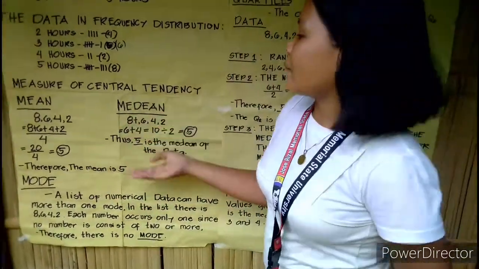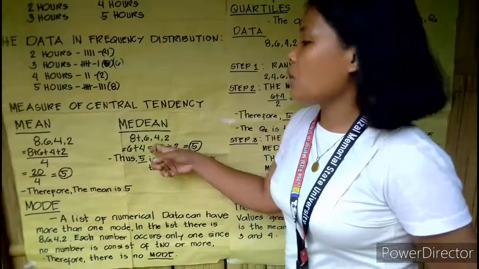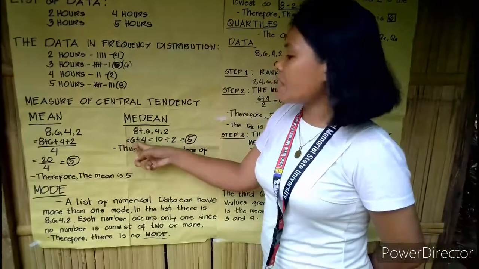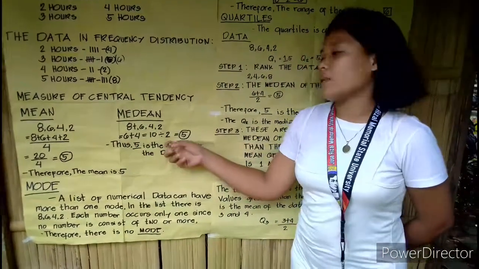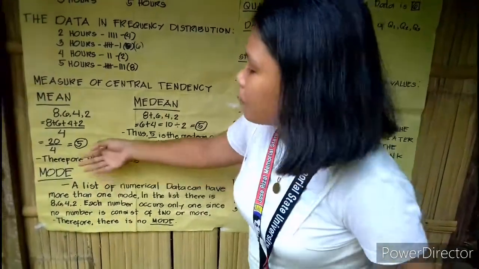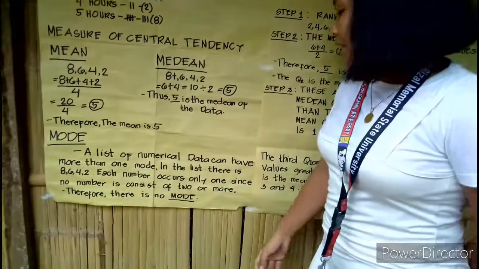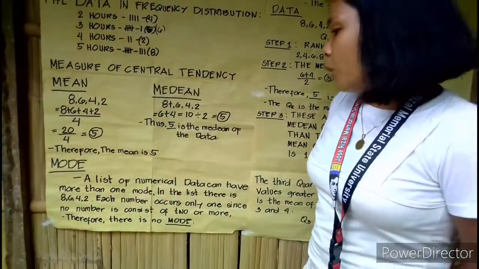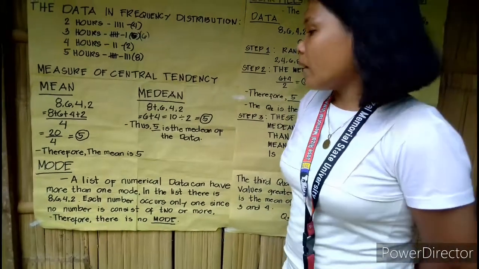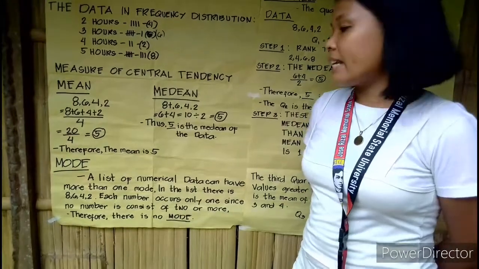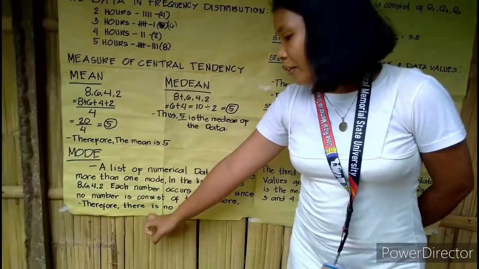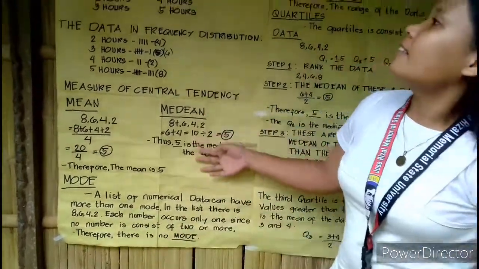So median, 8, 6, 4, and 2. So median, it means in the middle. So 6 plus 4 is equal to 10 divided by 2 is equal to 5. So thus 5 is the median of the data. So mode. A list of numerical data can have more than one mode. In the list, there is 8, 6, 4, and 2. Each number occurs only once since no number occurs 2 or more times. So therefore, there is no mode in the data.